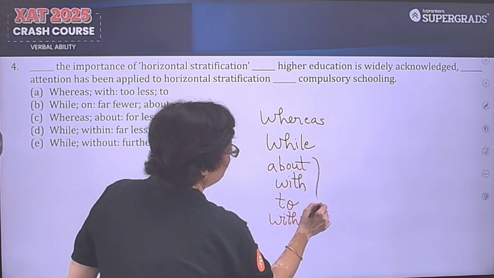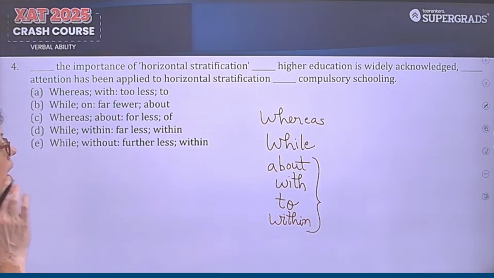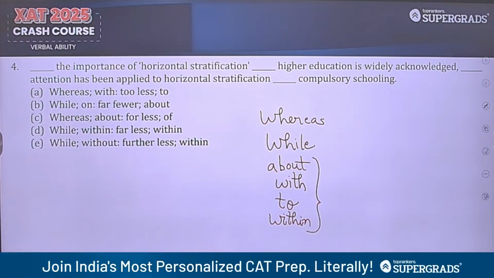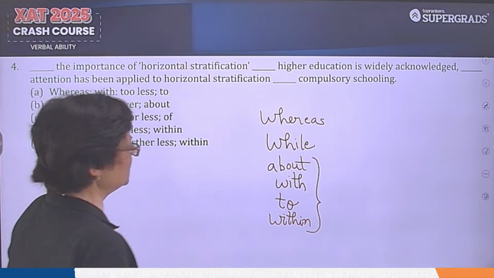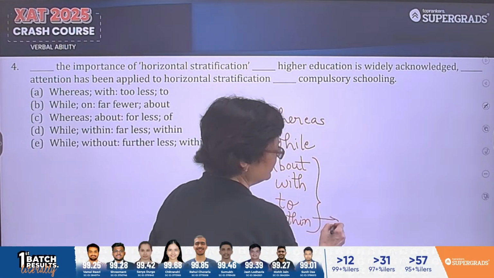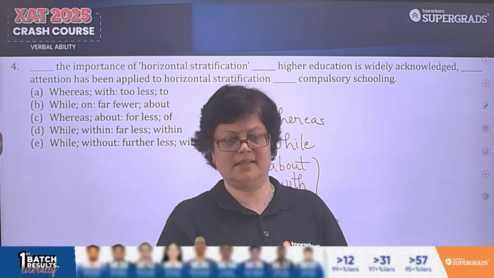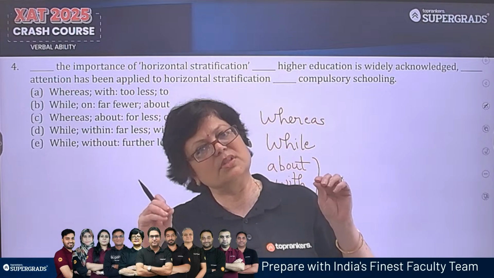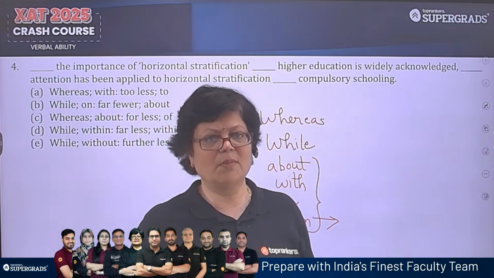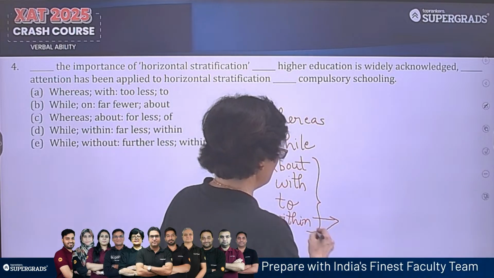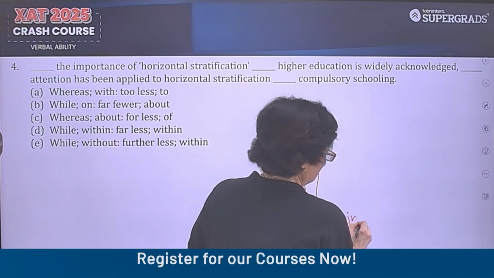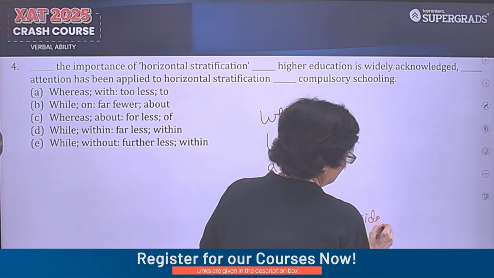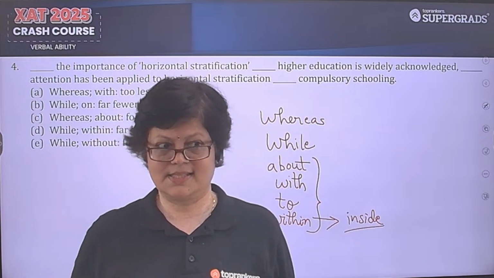Now, these are all prepositions. About is a preposition, with is a preposition, to is a preposition, within is a preposition. I would like you to pay attention to within, which means inside. Uske andar, hai na? It can be about a place, it can be about time. It can be about an object also, within. Okay? It gives an indication of something being inside something else.